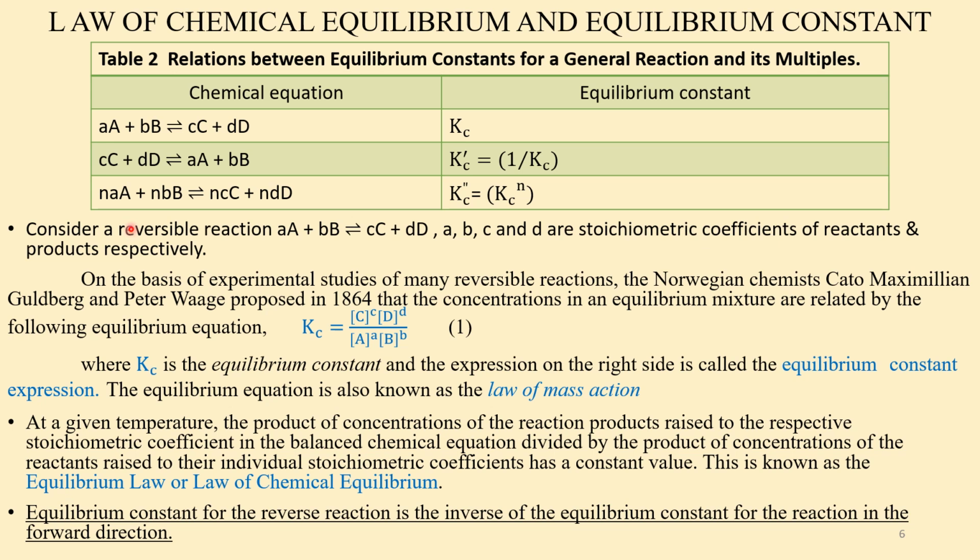Generally, for any other chemical equation, naA plus nbB combining in the forward direction to ncC plus ndD, please note very carefully the small letters and capital letters in this chemical equation. Here the new equilibrium constant K''c is equal to Kc to the power of n.